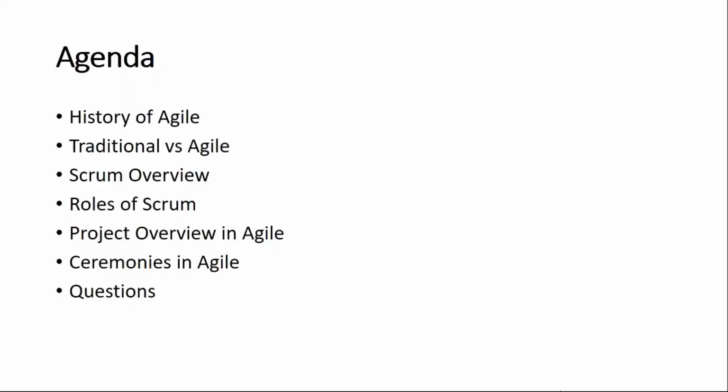So basically, this is the agenda. The history of Agile, and how is it different from the traditional approach? We will be touching a few things about waterfall, spiral and V model in depth, and a comparison with Agile. Next, it will also talk about an overview of Scrum, the various roles that we have in Scrum, an overview of a typical Agile project, various ceremonies in Agile, and I'll also take questions.